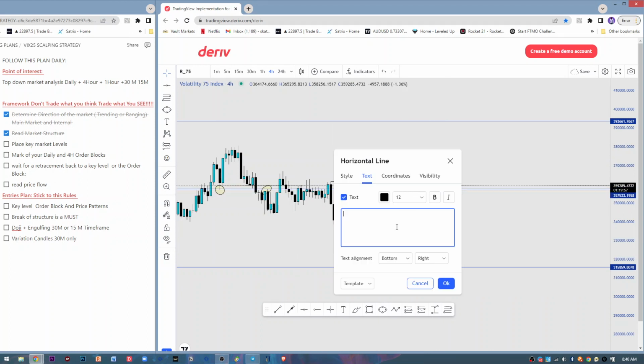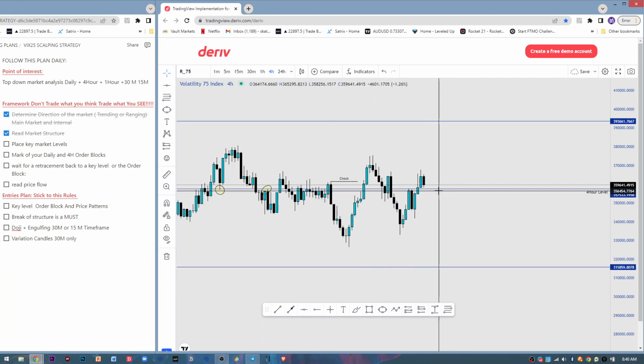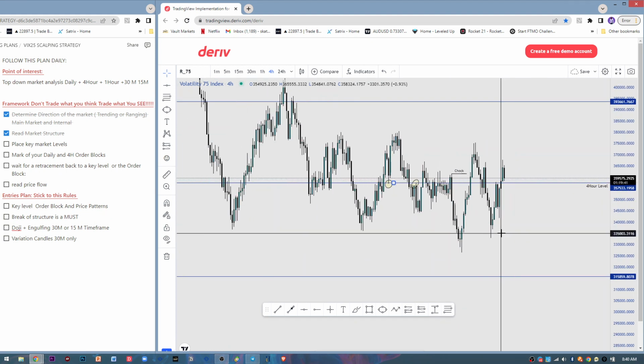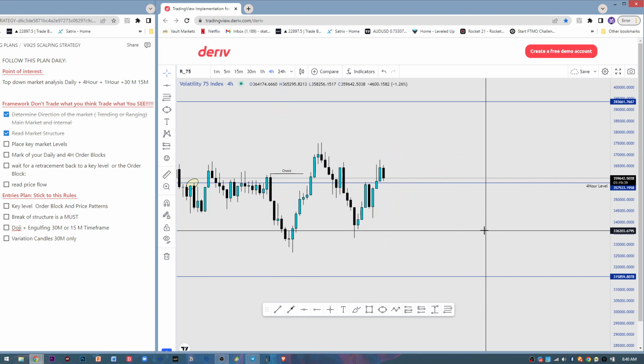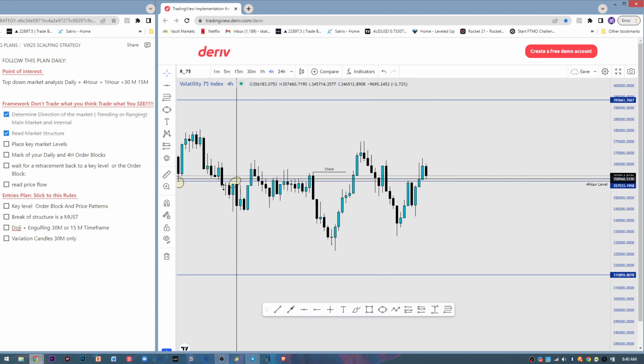Let me just mark it and say this is our 4 hour level. This is a 4 hour level that I can see right there. And let's lock it. Where's the lock tool right now? It's okay, I don't know why this thing doesn't want to lock. So we did do that.